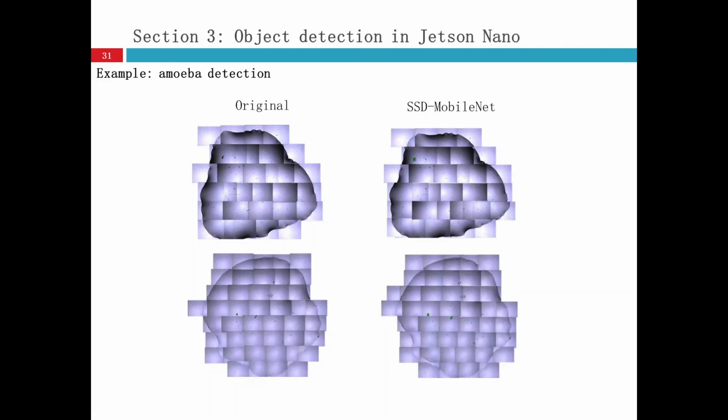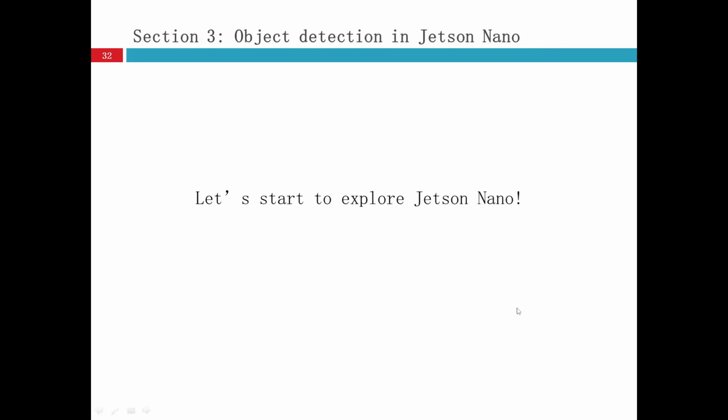Finally, you can use this to do more jobs, like predicting the number in one water drop. It's the same as with Mask RCNN. And the SSD model will tell you the number and the location of the amoeba in one water drop. For the first water drop, it contains one amoeba, and here is the location. And for the second one, it has two amoeba, and here are the locations. Okay, let's start to explore Jetson Nano more.